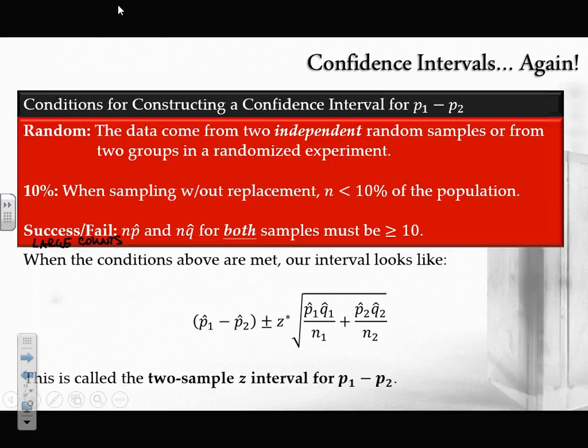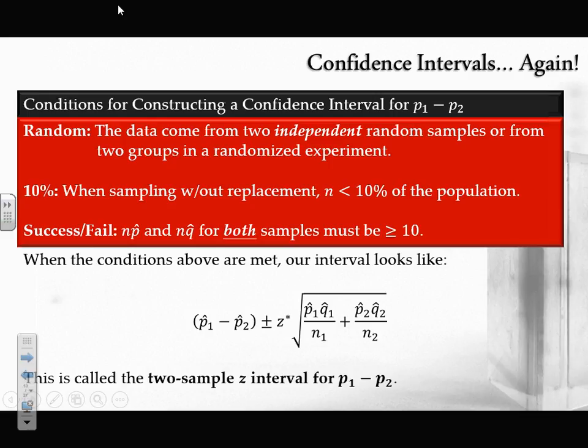Take p hat 1 minus p hat 2. That's your statistic. This is our sample difference. We have our critical value, which for proportions is z star. That's determined by confidence level. So if we wanted a 90% confidence interval, z star would be 1.645. So those are ones you might want to go back and review.